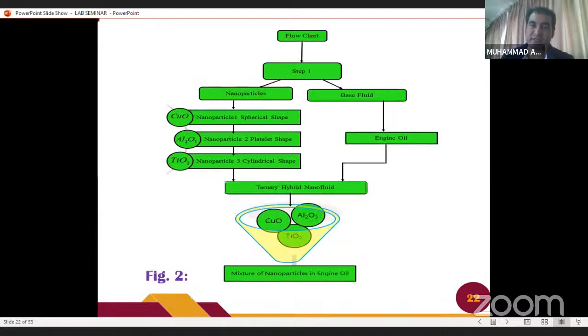So how do we prepare the trihybrid nanofluid? The very first step, we collect nanoparticles and base fluid. The nanoparticles are copper oxide nanoparticles with spherical shape, aluminum with platelet shape, and titanium with cylindrical shape, and these are all mixed in a single base fluid, engine oil. So it forms the ternary hybrid nanofluid. That's why we call it ternary hybrid nanofluid, trihybrid nanofluid. So this is the mixture of nanoparticles in engine oil.